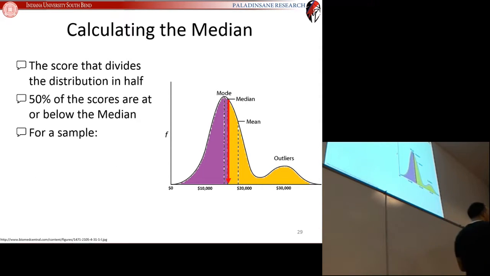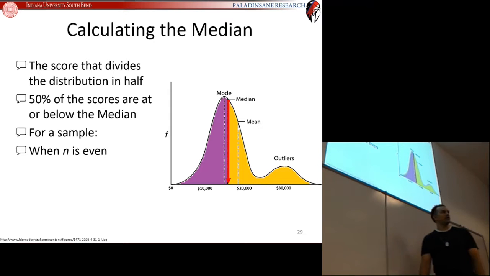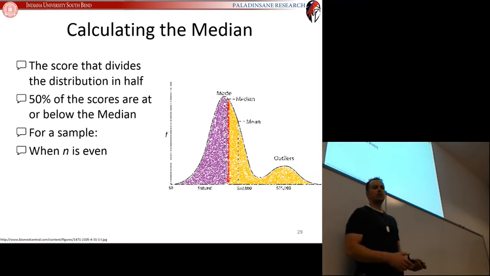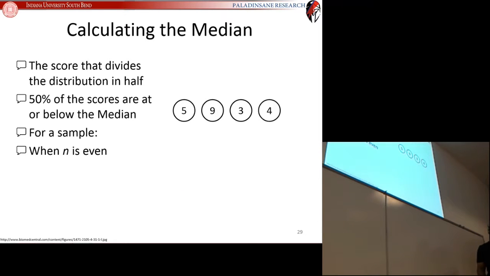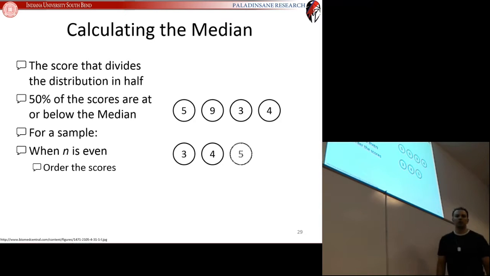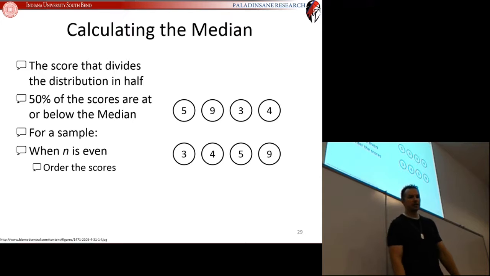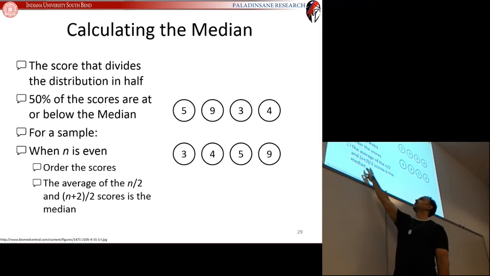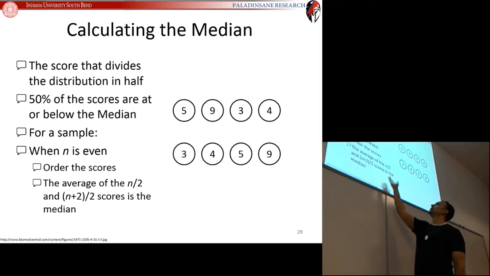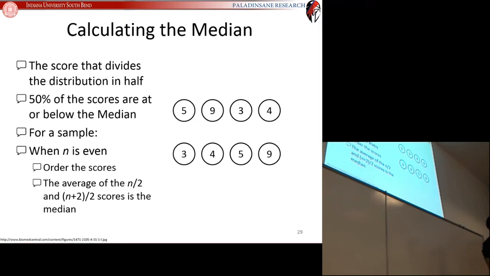All right, so what happens though when you're dealing with a sample and your scores are even? Well, in that case, you just have to do one more little extra move. So let's say that we have 4 scores instead of 5. Once again, we order them. We put them in order from smallest to largest. And this time, we need the average of the number of scores divided by 2 and the number of scores plus 2 divided by 2. And that is your median score.